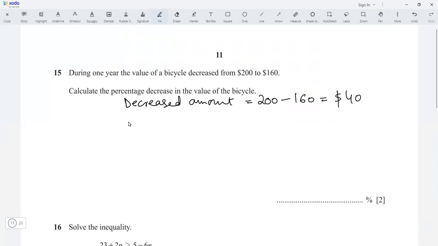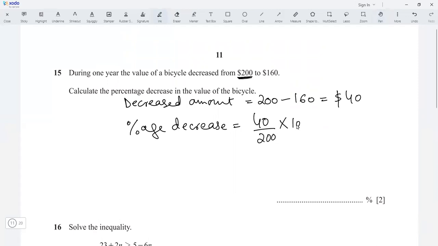So how to find percentage decrease? Percentage decrease can be found through the decreased amount. The decreased amount is 40, divided by the amount at the initial state from which the decrease has been made. That is 200. We don't have to divide by 160. It will be wrong because the initial amount, the original amount at the beginning, must be divided.